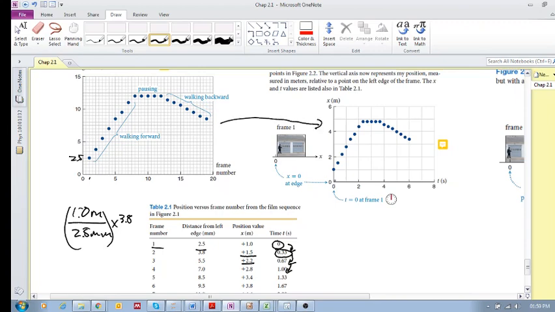Okay, and so basically we converted this into this. So we're saying now the first frame was time equals 0. There we go. There's the first frame. And where is the man at time equals 0? He was at 1 meter at time equals 0.